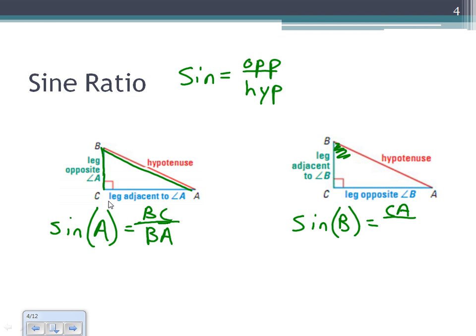What is my hypotenuse here? Maria? Can you see that back there? BA, yep. BA is my hypotenuse. Can you see that from back there? Okay. So, just like we did for the tangent, we're going to do the same thing for the sine. The only thing that's changed is which sides we're looking at. Okay? Clear? Okay.